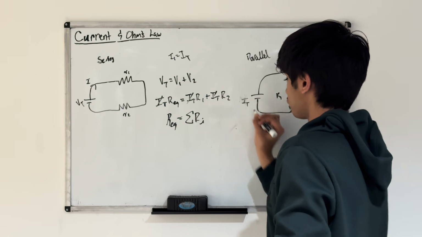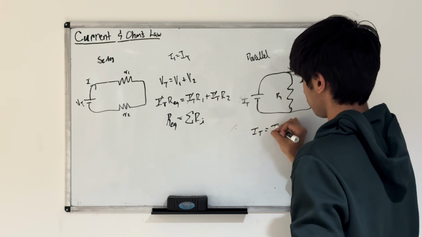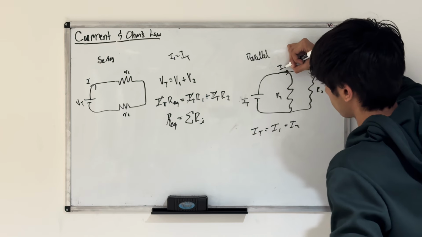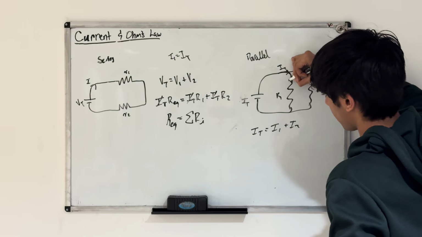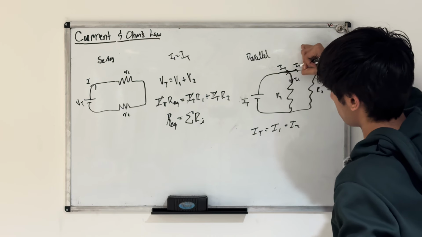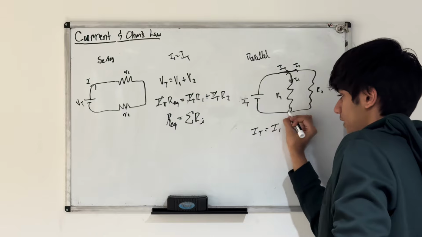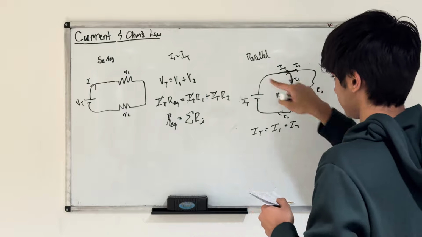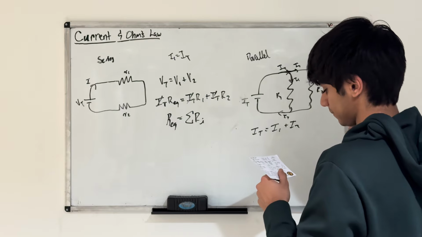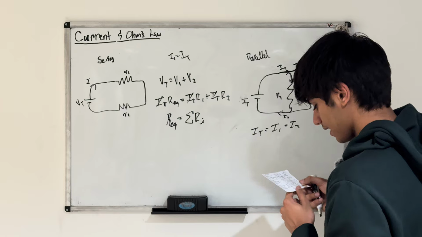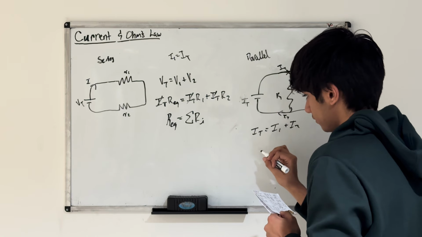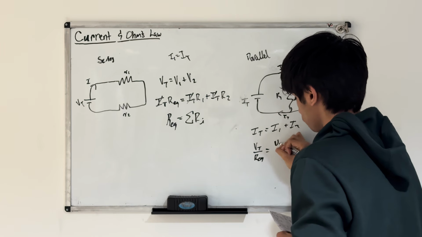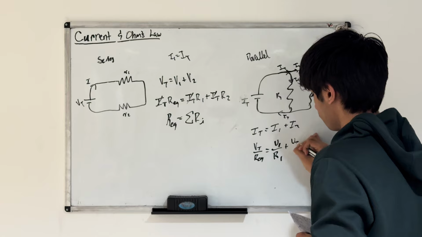Here, our total current is split between the branches. We have current going this way, so I total goes this way, but then it splits. We have I1 this way and I2 this way, but at the end they both meet. So I1 goes here, I2 goes here, but they both have to add up to IT, because IT is coming back to the battery. IT goes in, IT goes out. Therefore, I1 plus I2 must sum to IT. From there, if I equals V over R, then our total voltage divided by the equivalent resistance is equal to voltage 1 over R1 plus voltage 2 over R2.